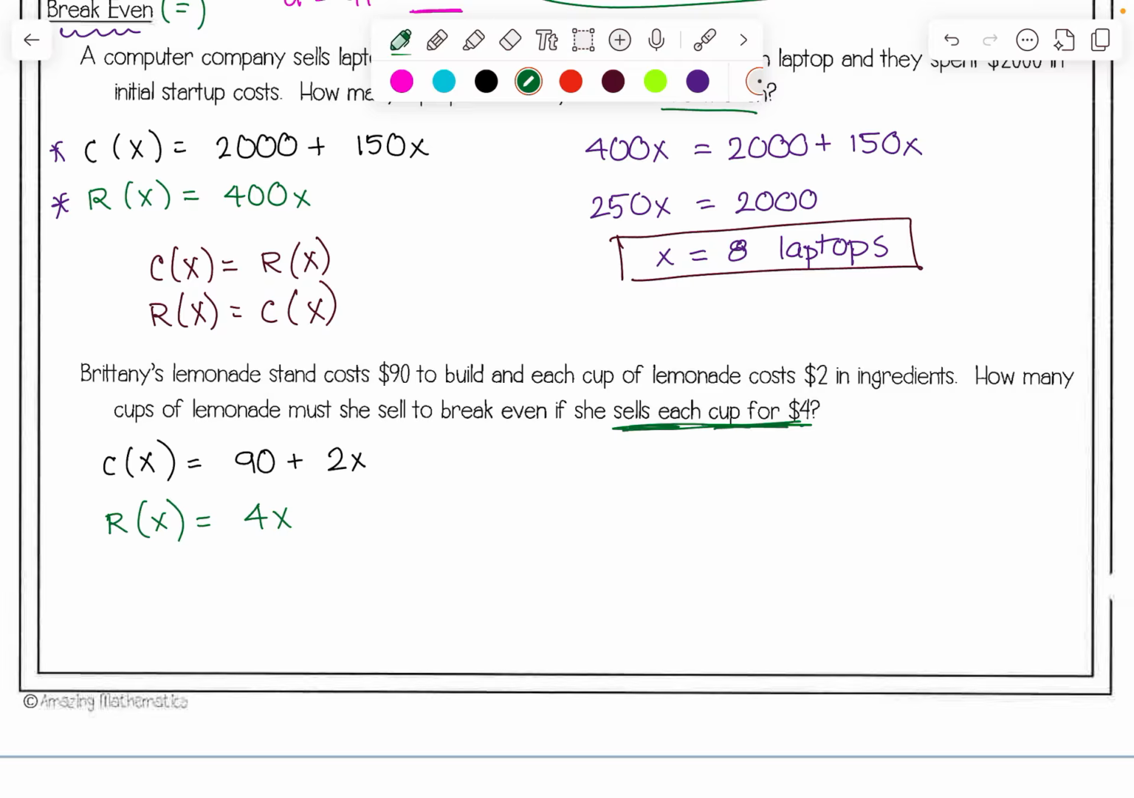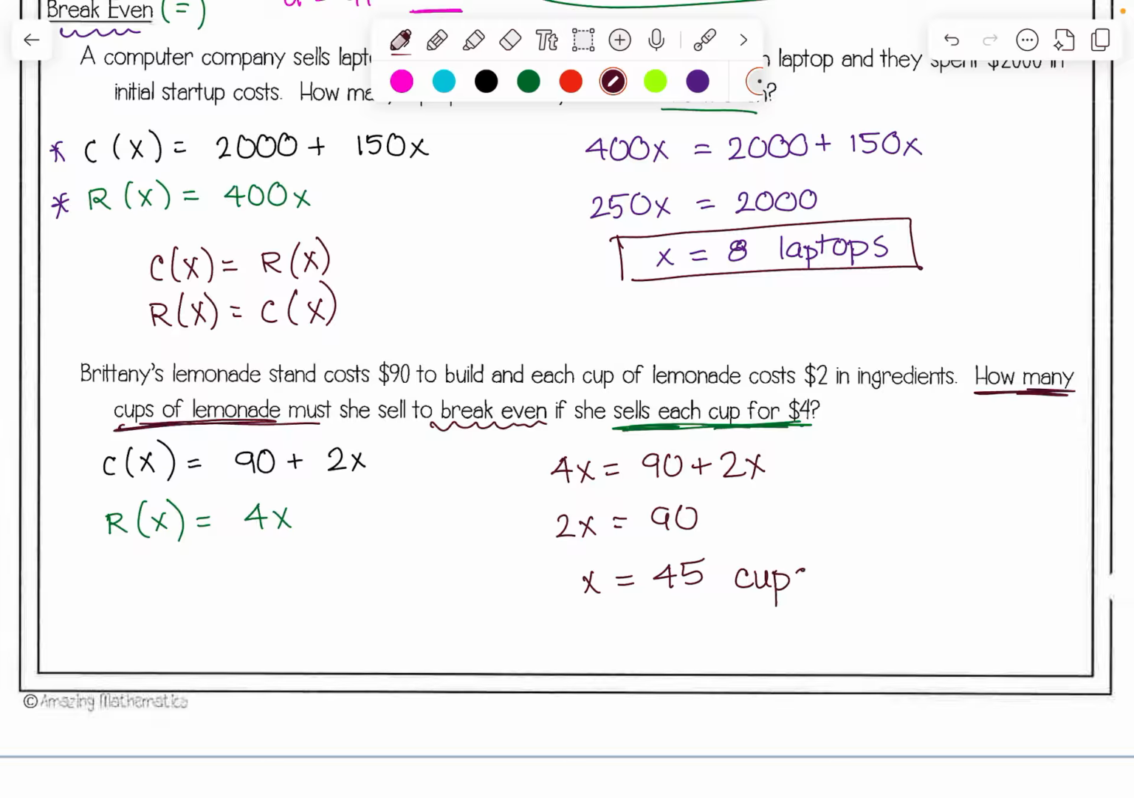So once again, we're going to take our C of x and set it equal to our R of x. We are trying to break even, so here we go. 4x is equal to 90 plus 2x. Subtract 2x from both sides. You get 2x is equal to 90. Divide both sides by 2, and x is equal to 45. Now remember, you are answering the question, how many cups of lemonade must she sell to break even? She must sell 45 cups of lemonade in order to break even.